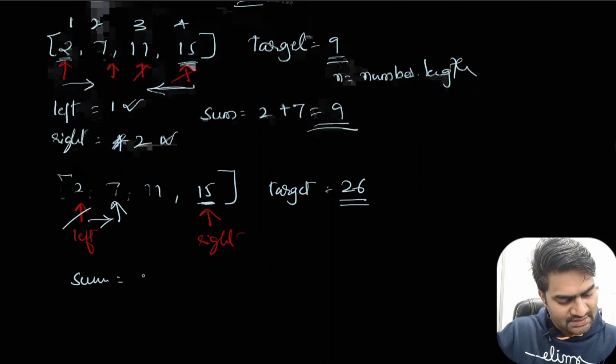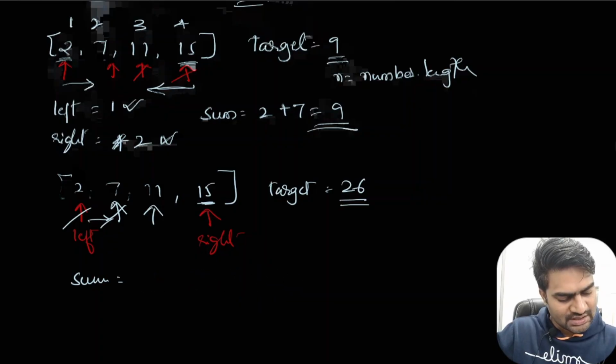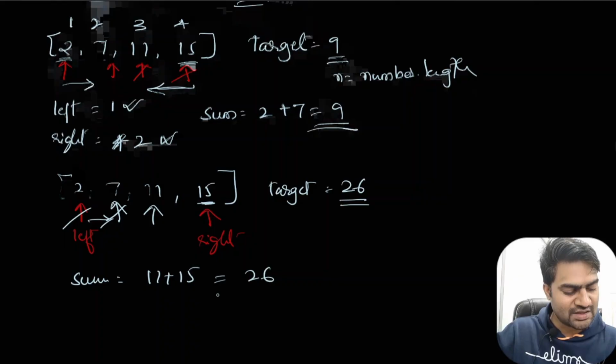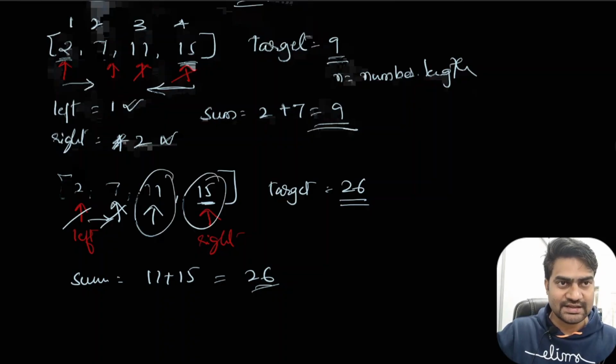So it will be 7 plus 15. Now if you see my target, my sum is 22. But if you see target, it is 26. So it is still lesser than 26. Now again what I will do, I will increment the left pointer. So now it will be 11 plus 15. So it is 26. Now we got whatever target we want. So now what we can do, we can simply return this index and this index.